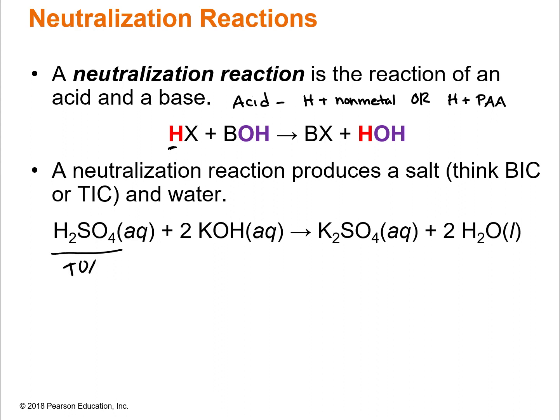This is a ternary oxyacid. A base is something that's going to have a metal plus the hydroxide ion, which is OH. You may also see ammonia. That's also a base. And what you produce is a salt, so an ionic compound. That's all salts are: an ionic compound, and water.